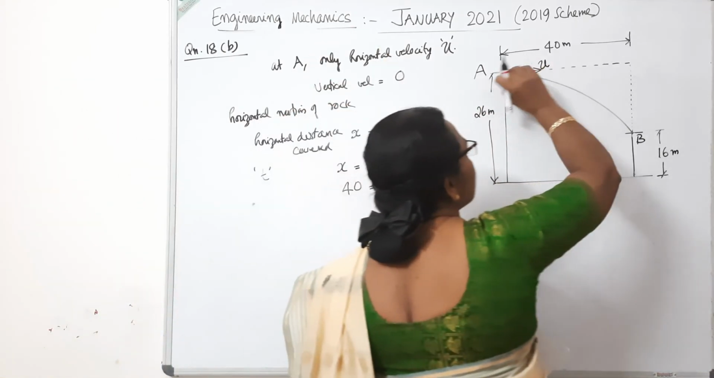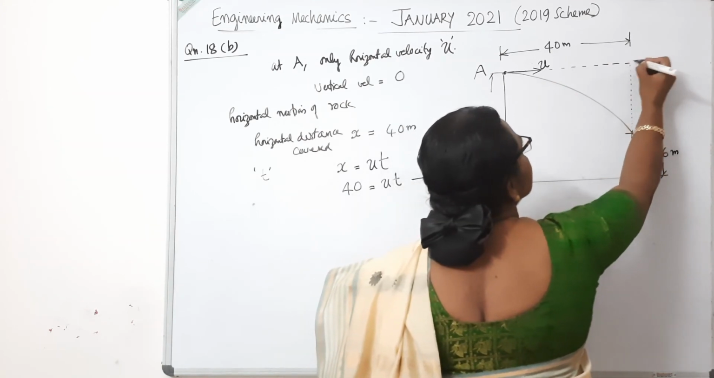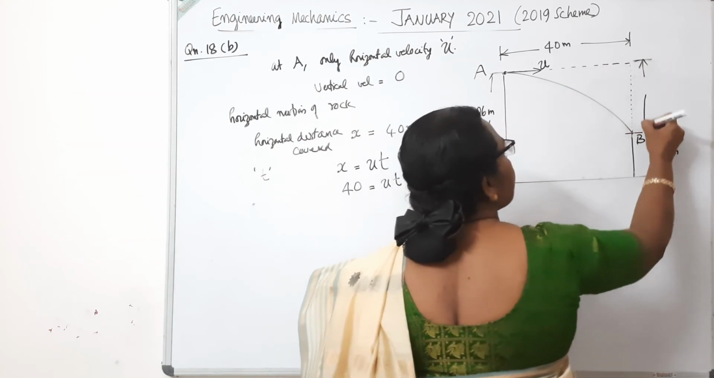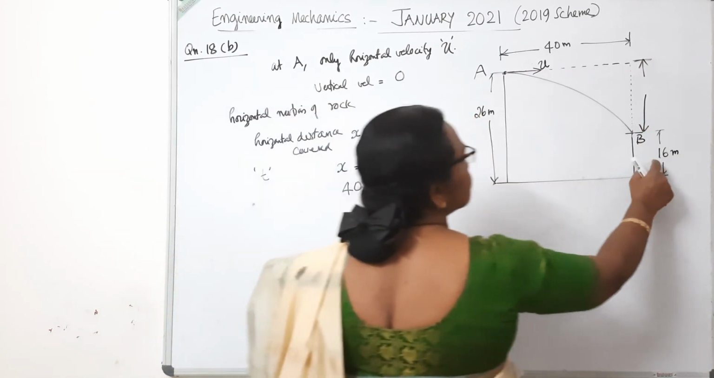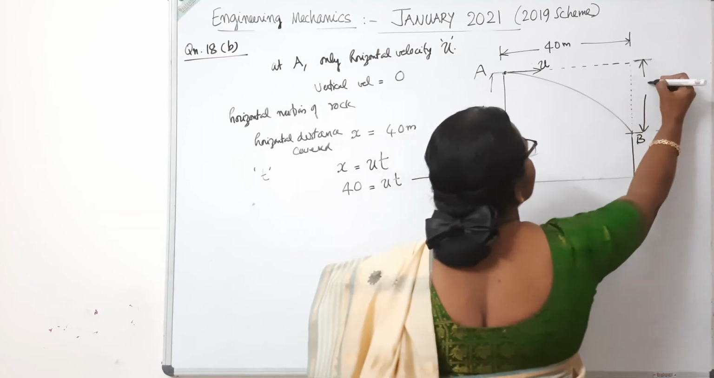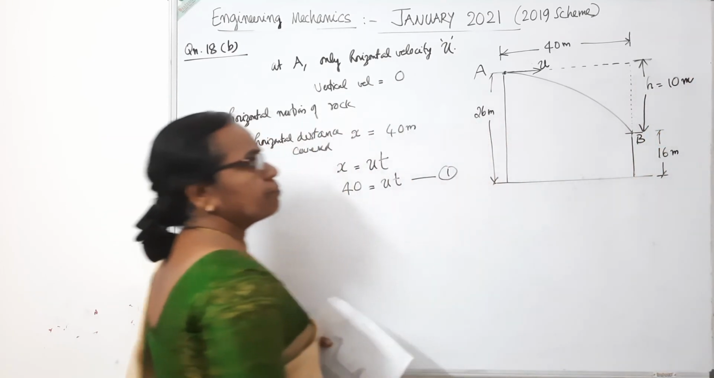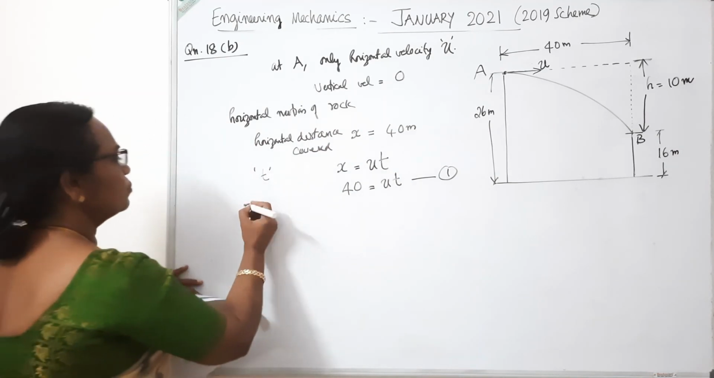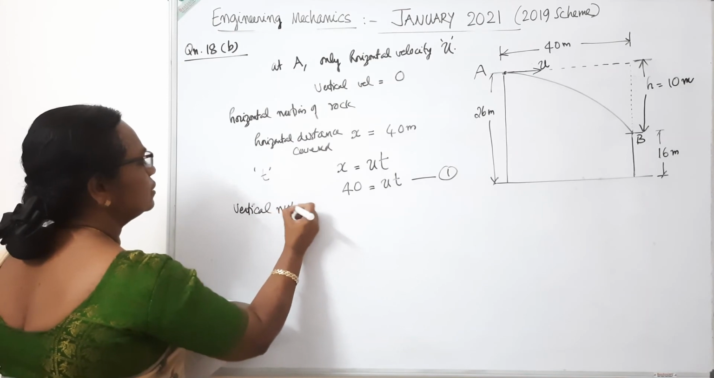As the stone goes from here, it clears this point B. What is the vertical distance travelled by it with reference to this plane? This is 26 meter. This is 16 meter. So this vertical height covered is 10 meter, isn't it? So let us consider the vertical motion.